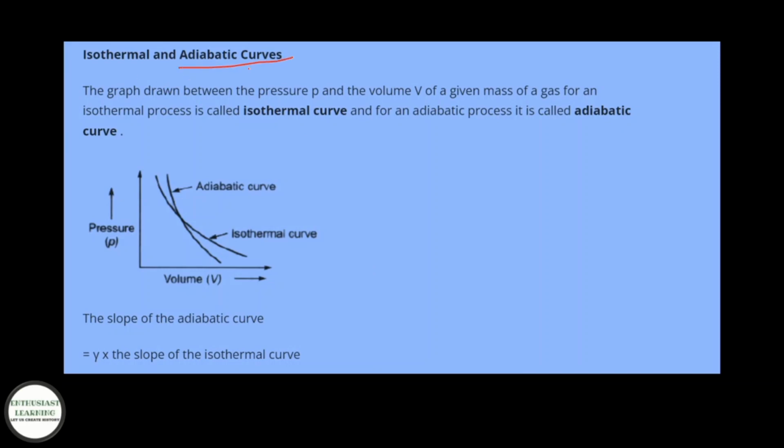Isothermal and adiabatic curves. The graph between the pressure P and the volume V of a given mass of a gas for an isothermal process is called an isothermal curve, and for an adiabatic process it is called an adiabatic curve. Here you can see the slope of the adiabatic curve is equal to γ times the slope of the isothermal curve. Very, very important.